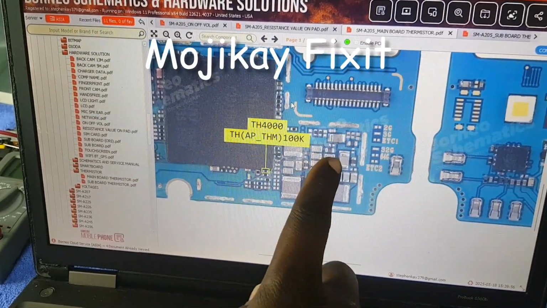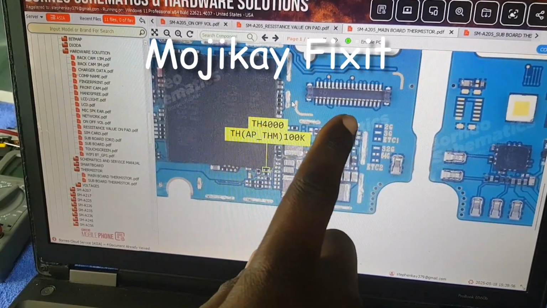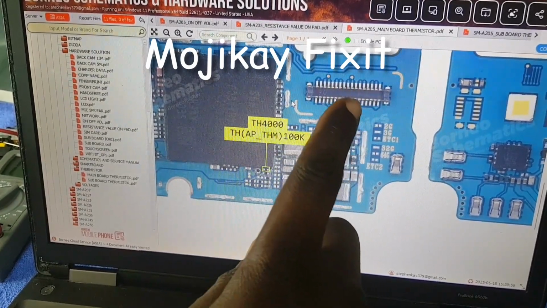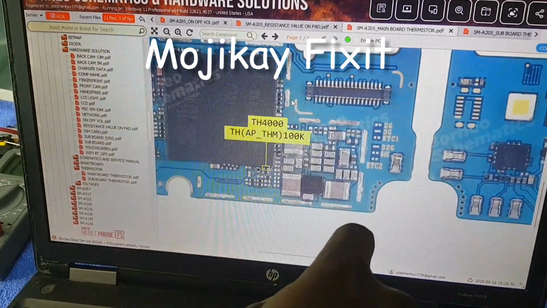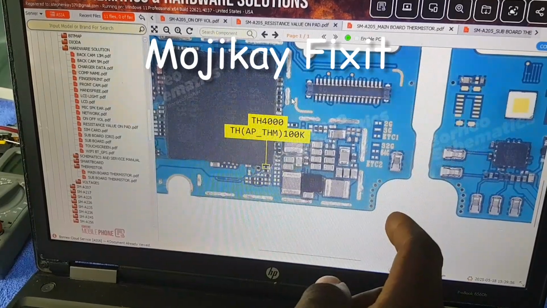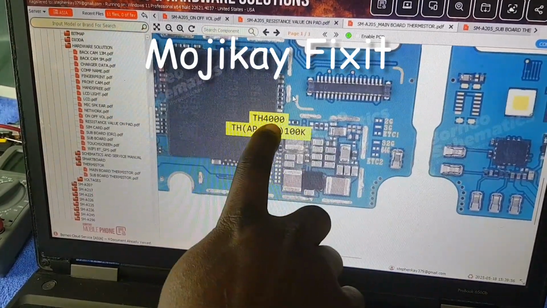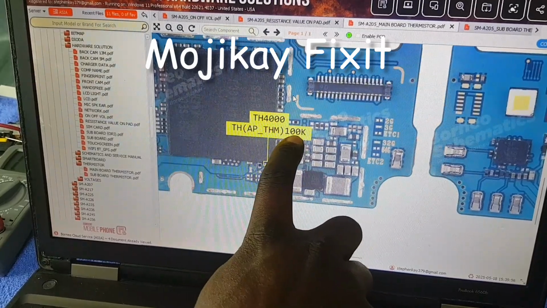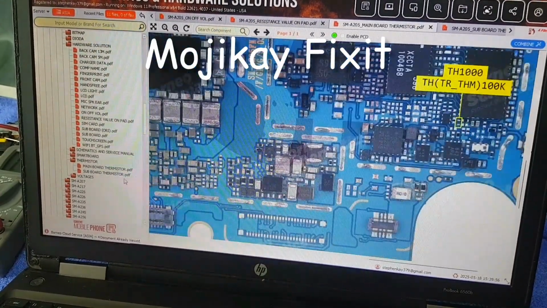When the temperature of the phone is too high, the resistance will drop. The resistance goes down. When the temperature is too low, the resistance of the thermistor goes up. These are thermistors and they have values as well. This one is 100K. And let me tell you the very interesting part now.